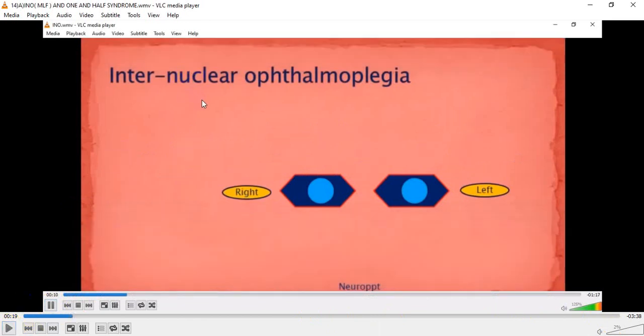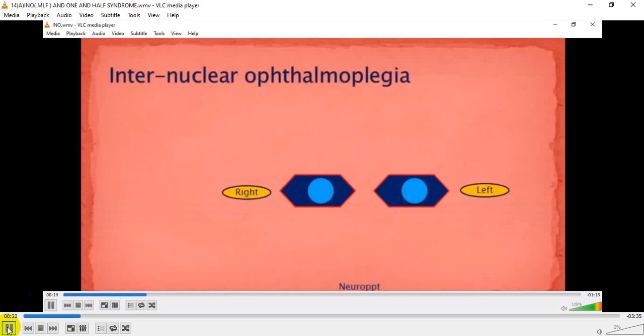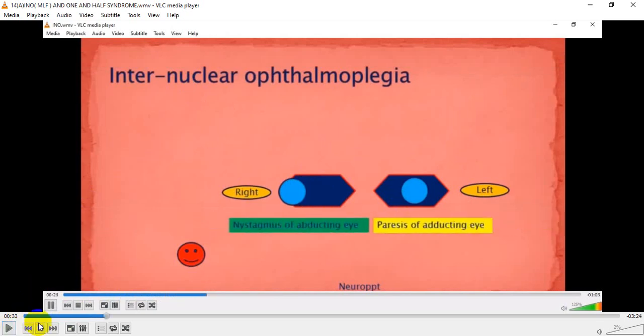This is internuclear ophthalmoplegia. This is right eye, this is left eye. When there is damage to the medial longitudinal fascicle, you get an internuclear ophthalmoplegia. See, the right eye is showing you abductor squint and nystagmus, and the left eye cannot adduct. So there is a paresis of the adducting eye, and in the right eye, which is abducting, you get a nystagmus.